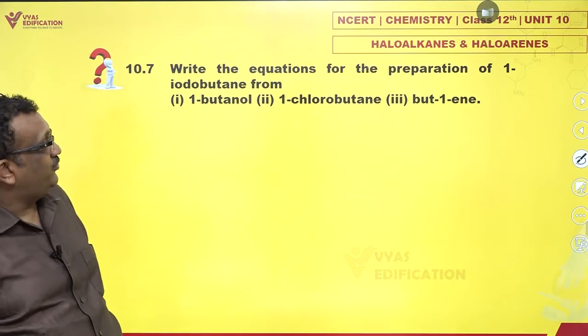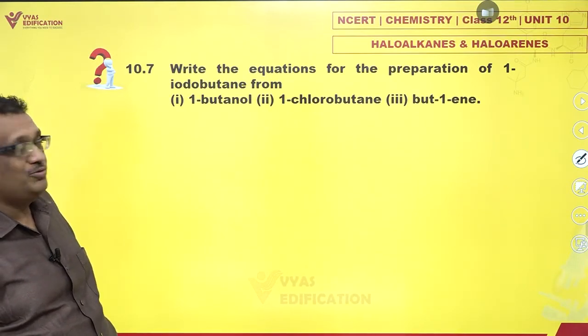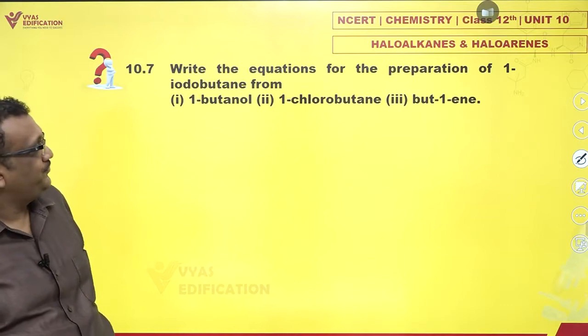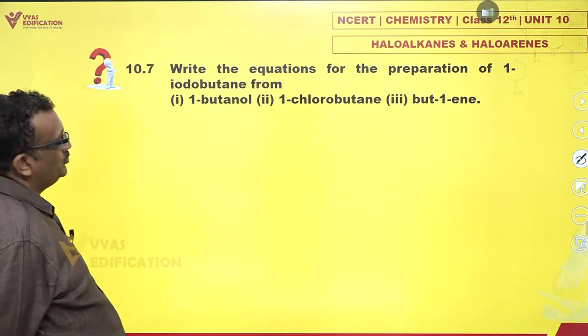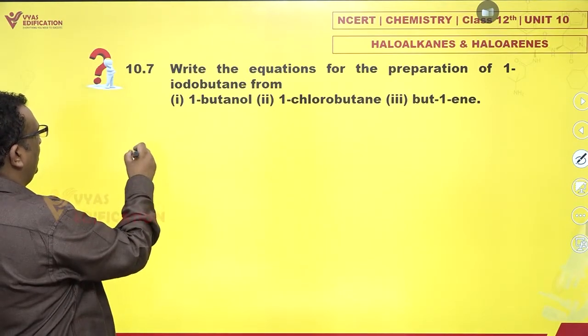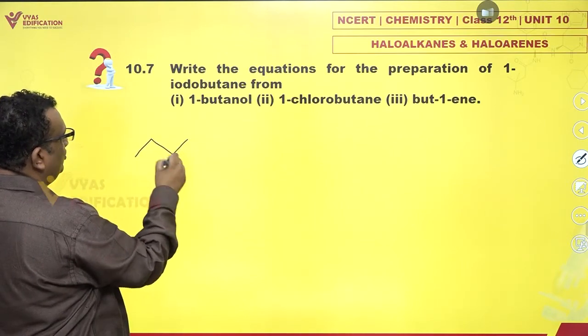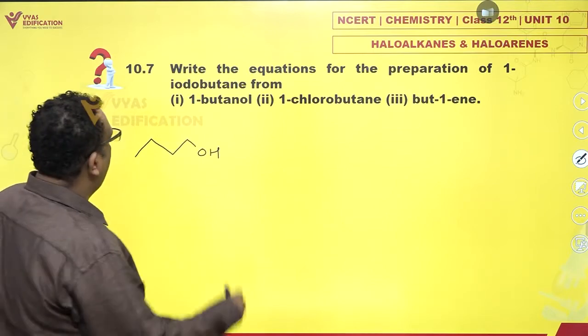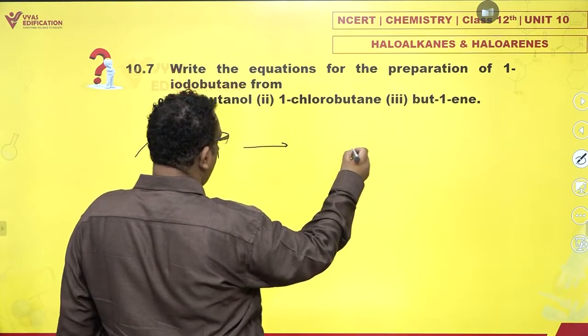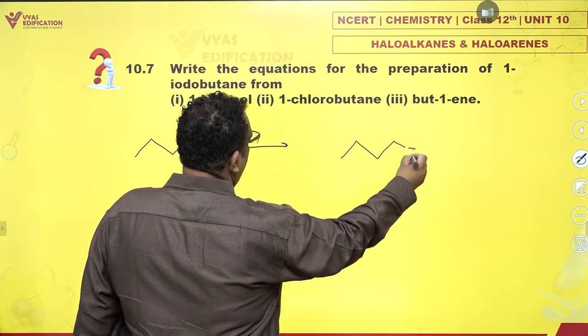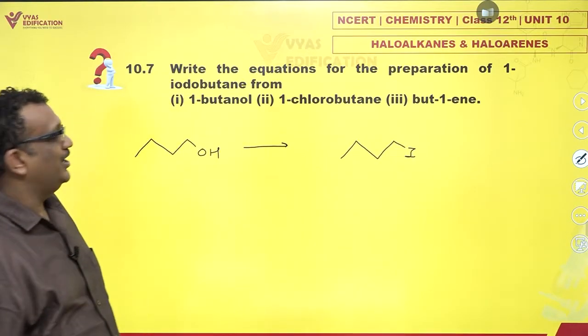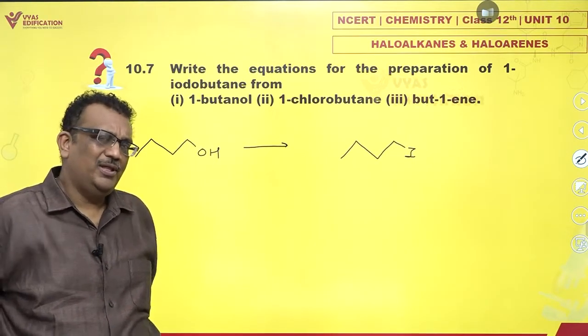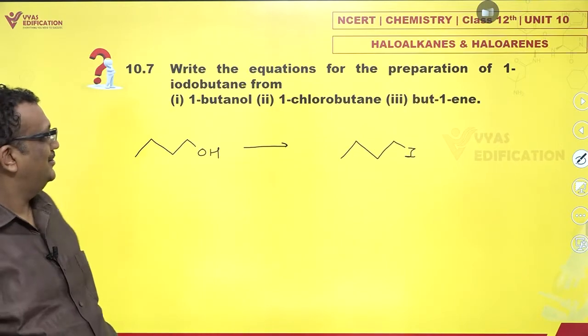Write the equations for the preparation of 1-iodobutane from butanol. Now I have 1, 2, 3, 4. This is 1-butanol. And I want to convert this to 1-iodobutane. What do you think I would need to do for this?